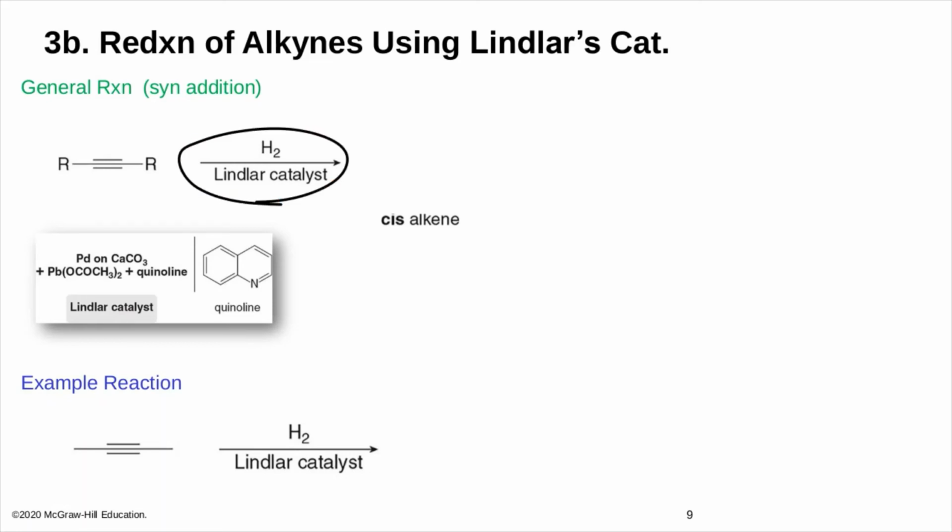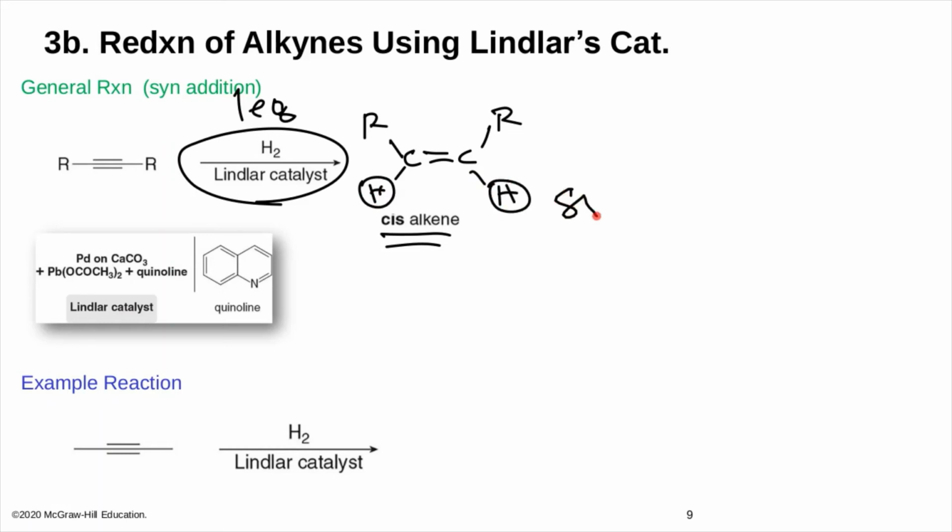What we're going to do is a syn addition, so we'll stop at the cis alkene. This is only going to add one equivalent of hydrogen. We have to understand that because we don't give stoichiometry in the reactions that we write. So if I take one equivalent of an alkyne and add hydrogen with Lindlar catalyst, I go down to the cis alkene because my hydrogens are added syn. I can't write today.